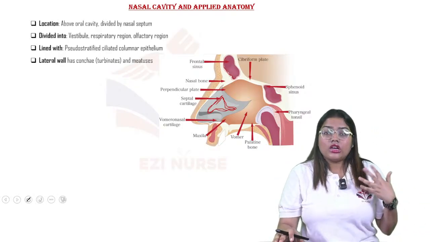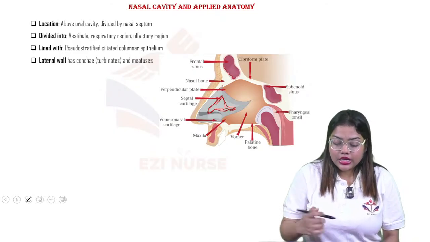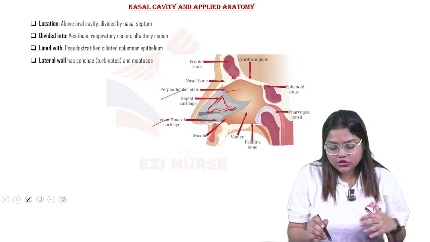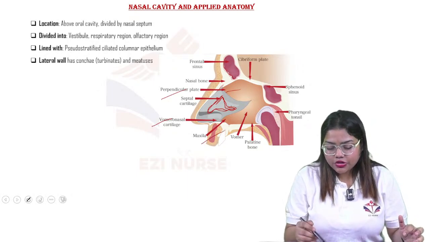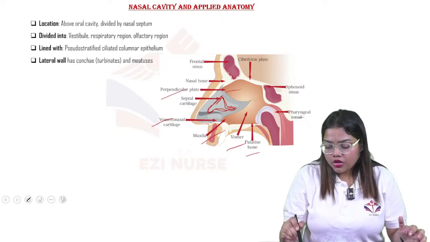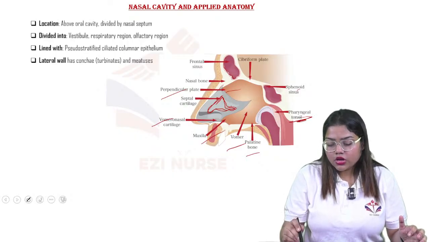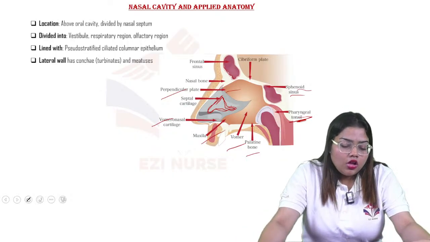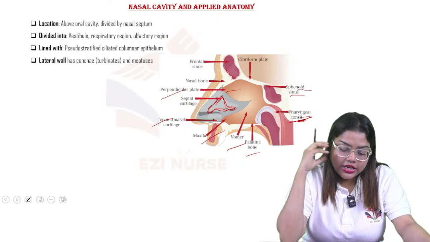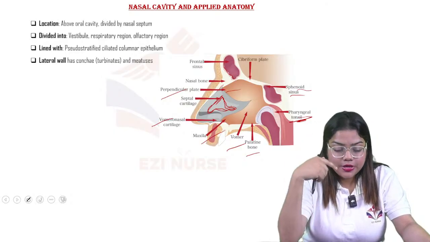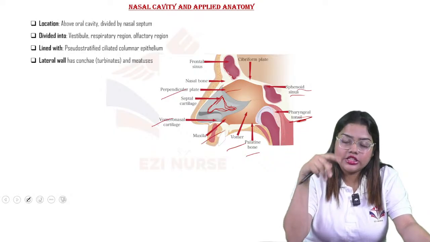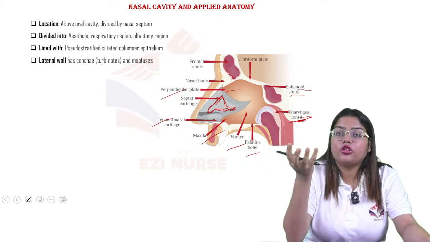for surgeries. So we have the nasal bone, perpendicular plate, septal cartilage, vomeronasal cartilage, and maxilla, which also helps with smelling, then the vomer, palatine bone, pharyngeal tonsils, sphenoid sinus and so on. The nasal cavity is located in our face, divided by the nasal septum into the vestibule, respiratory region, and olfactory region. The olfactory region also helps with smelling.